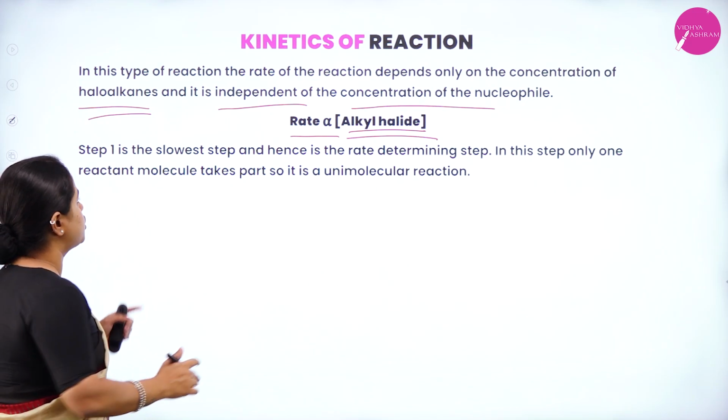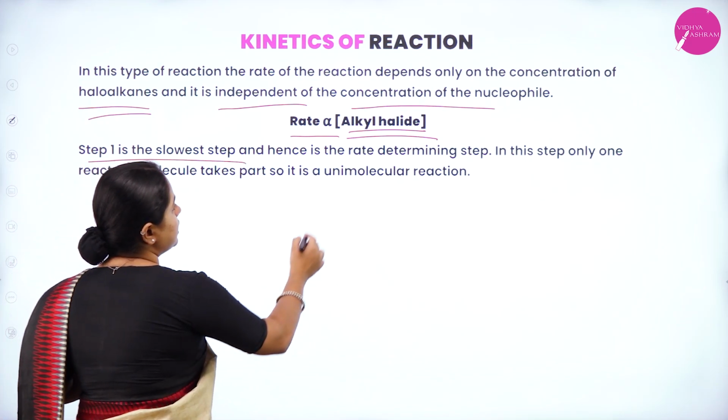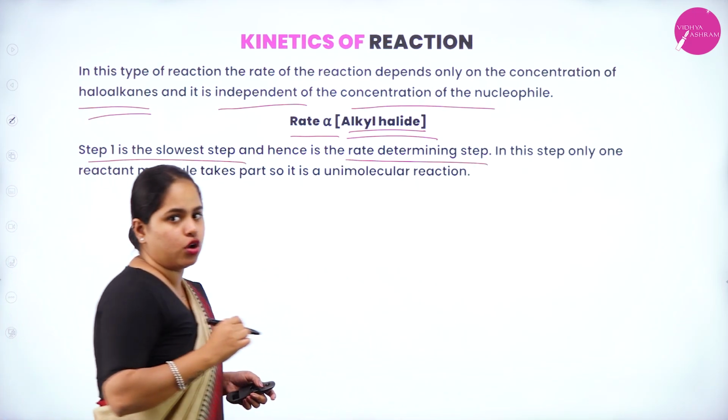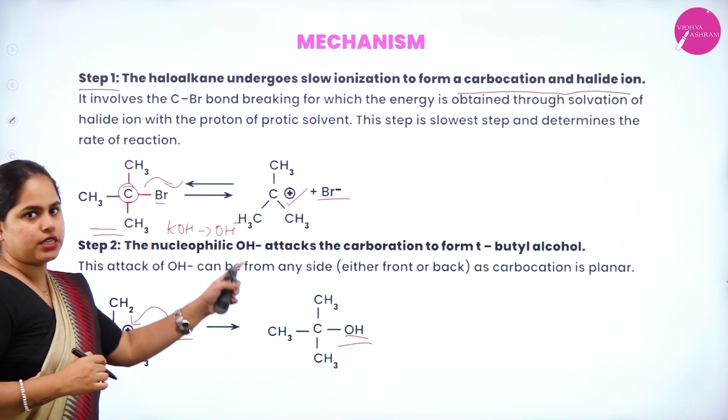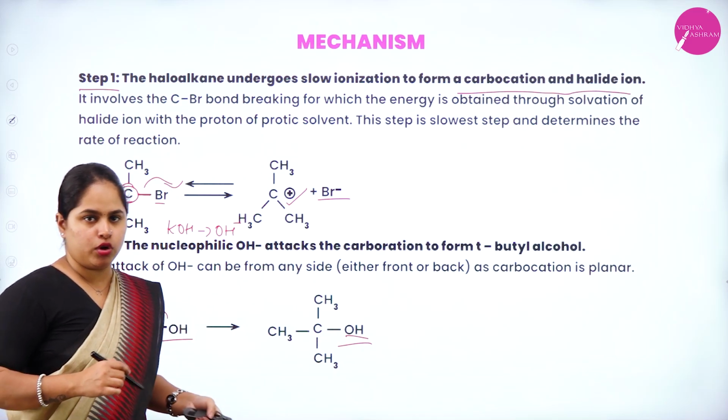So step 1 is the slowest step and hence it is the rate determining step. This is also an important point to remember, right? This first step, that is the formation of carbocation.